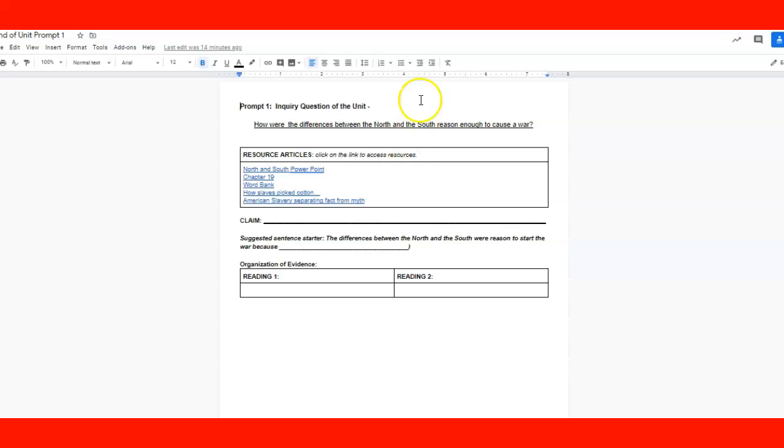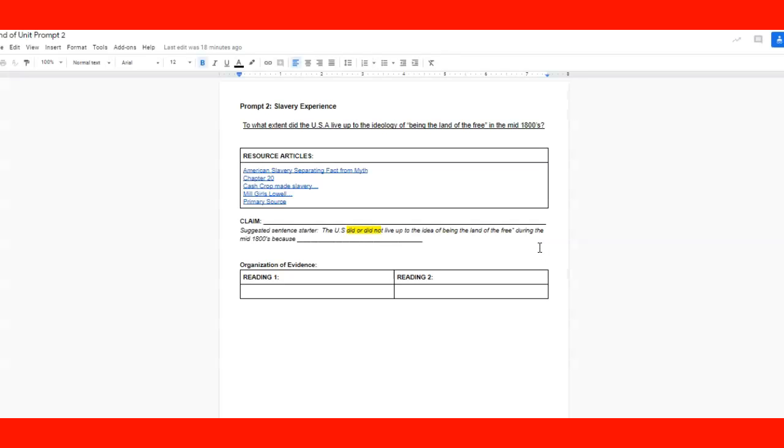Now, moving on to prompt number 2. Prompt number 2 actually focuses on the second week of this unit, and it focuses on that idea of land of the free. From what you've learned in the earlier part of history, you've learned and focused on the idea that America was this land of the free. It's embedded in the Constitution. It was reason enough for America to rise up against the British and declare their independence. This whole idea of being a land of the free.